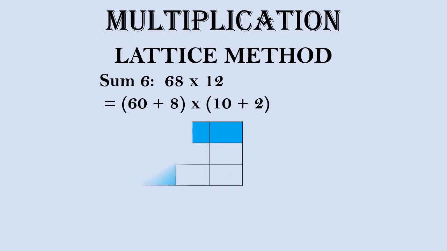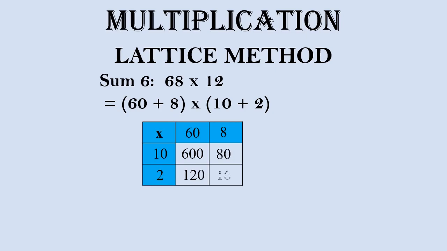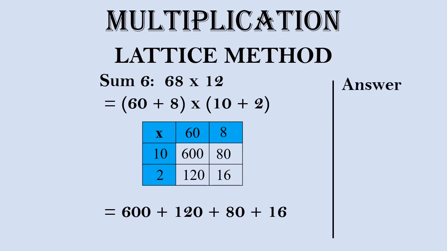We'll write the multiplicand on the top box horizontally, 68. We'll write the multiplier from top to bottom vertically, 10 and 2. 10 into 60, number of zeros, 2 zeros, 6 ones are 6, that's 600. 10 into 8 is 80. 2 into 60 is 120. And 2 8s are 16. Let's add these 4 numbers. That's 600 plus 120 plus 80 plus 16. Do the working column at the side.